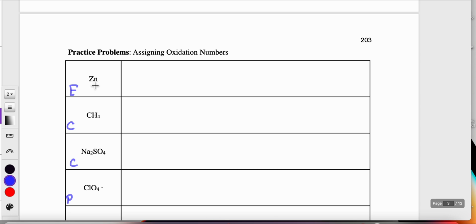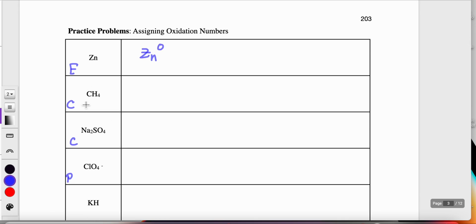Whenever you take a look at a chemical formula and you identify that it's an element, this is the easiest oxidation number to assign. It's a free element, so its oxidation state is 0. We write the element symbol, and the oxidation state is listed in the upper right-hand corner. The next one, CH4, we identified as a compound, and because this is a compound, the total sum of the charges each one is using needs to add up to 0.